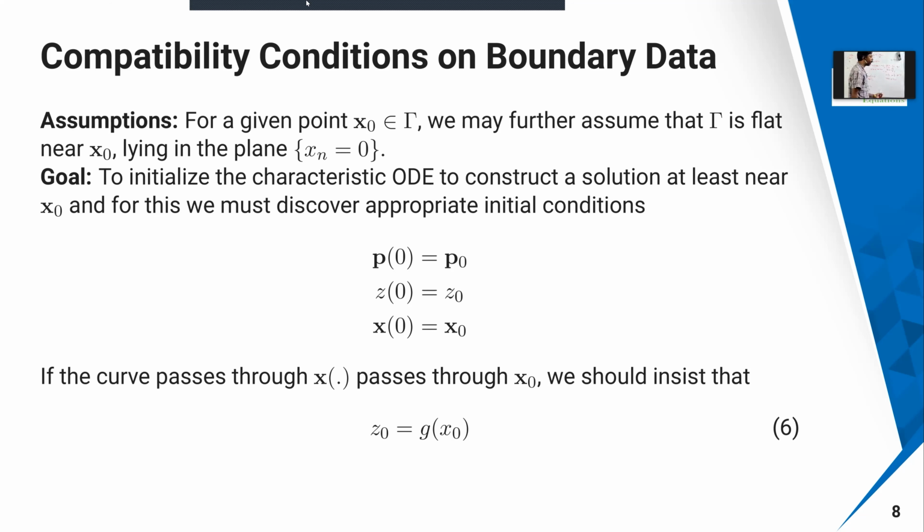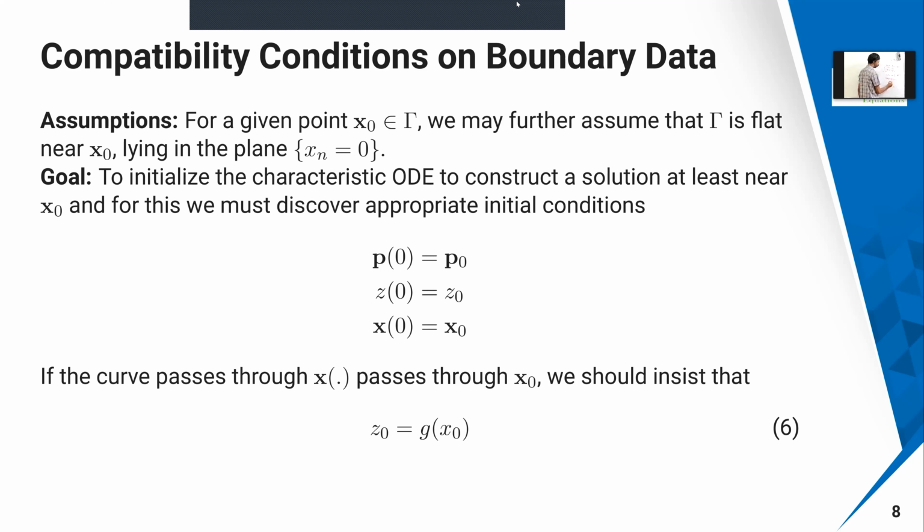So there is something called compatibility conditions on boundary data. What is the assumption and what are we going to do here? These are all the methods which we have for solving the nonlinear PDE. In this case, we are going to have the following thing. So let us say you have a domain, okay, omega is given. And I'm choosing my x naught in gamma. Okay, x naught belongs to gamma. So we are going to assume that.